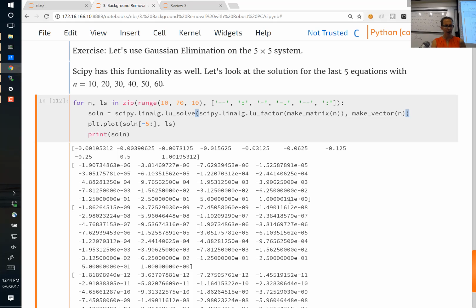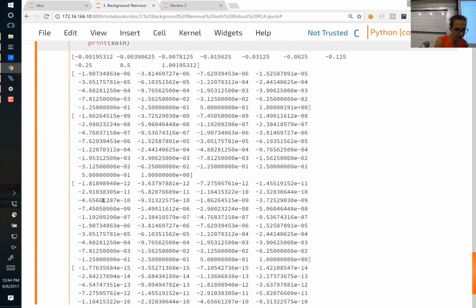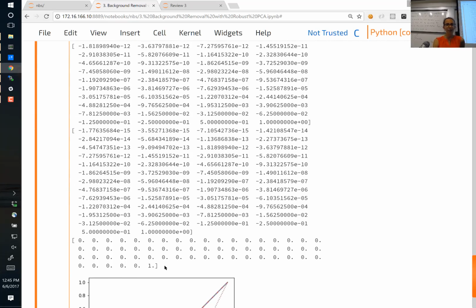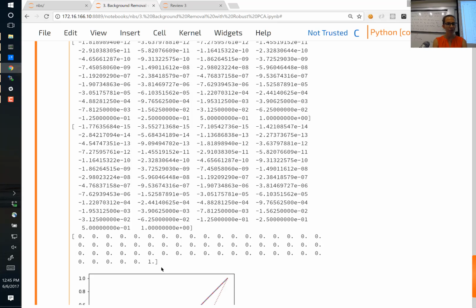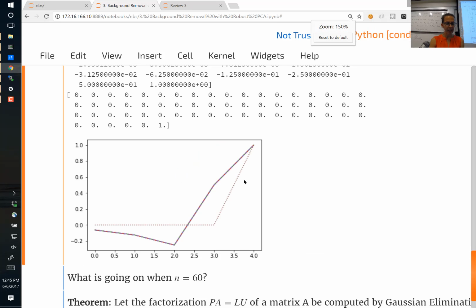And that seems to continue. This is in scientific notation, so you have to pay attention. This is really 0.5, negative 0.25, negative 0.125. So we've got this pattern for 10, 20, 30, 40, and so on. Then notice what happens when we get to 60. This should raise a flag for you that it's not in keeping with where we were.